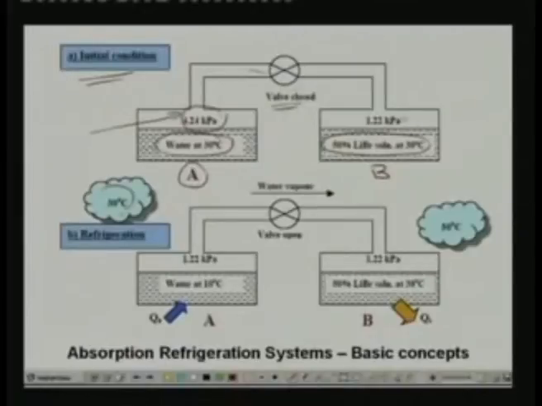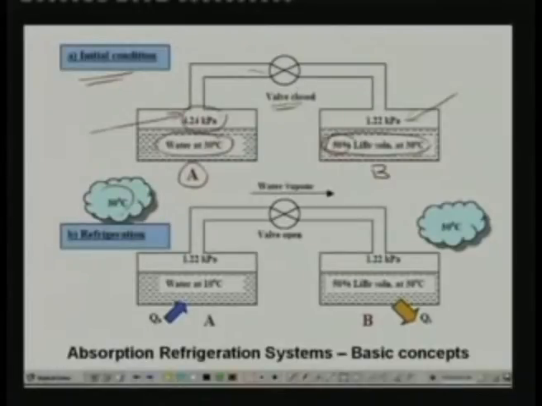Now, what is the pressure in vessel B? Since in vessel B we do not have pure water, but we have a solution, obviously at the same temperature there will be a lower vapor pressure. And if you look at the properties of lithium bromide water solution, you will find that at 50% concentration and at 30 degree centigrade the pressure here is 1.22 kilopascal. These are the pressures at equilibrium conditions. Now, you can maintain the pressures at different values because the valve is closed.